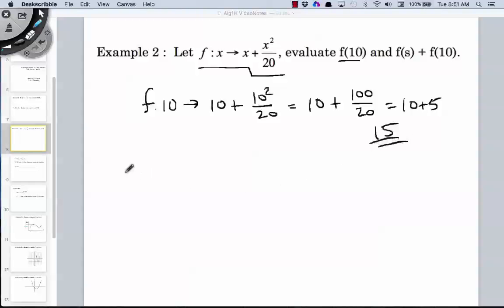Our next part of this asks us to evaluate f of s plus f of 10. So now I'm just going to substitute s in wherever I saw x, and since I know f of 10 is 15, it results in s plus s squared over 20, plus 15.